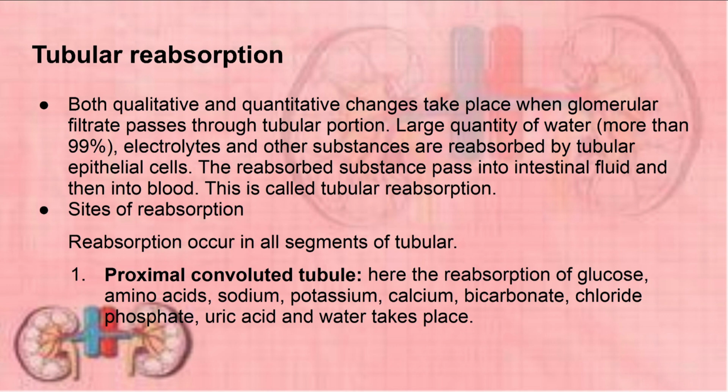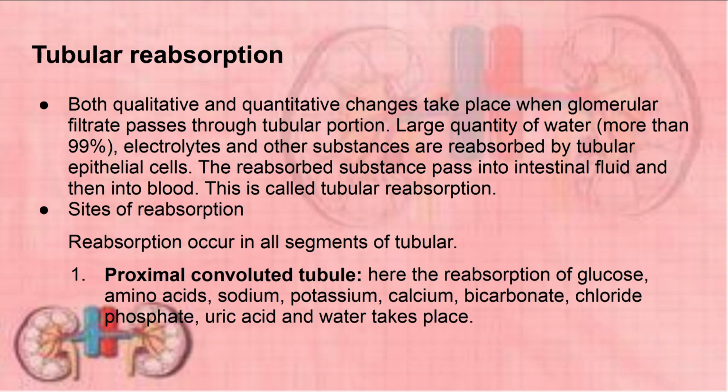Tubular reabsorption. Both qualitative and quantitative changes take place when glomerular filtrate passes through the tubular portion. Large quantities of water, more than 99%, electrolytes, and other substances are reabsorbed by tubular epithelial cells. The reabsorbed substance passes into interstitial fluid and then into the blood. This is called tubular reabsorption.